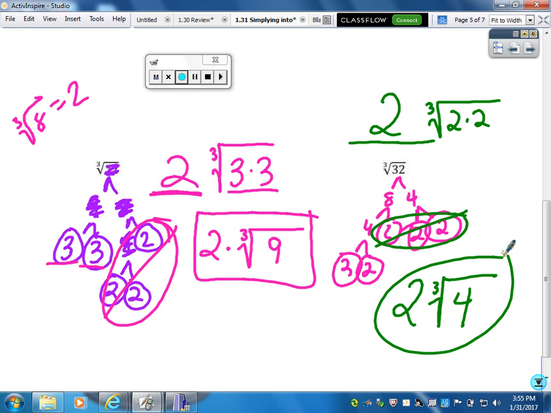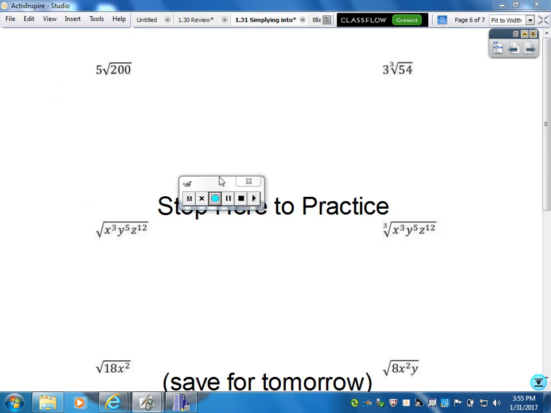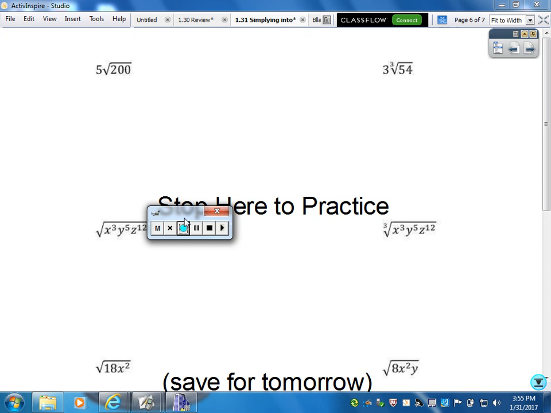Alright, next 2 examples are going to add some coefficients that are already sitting there. So these are almost the same right here, except look at these outside numbers already. So whatever we find as a pair here is going to be joined with that 5. It's already there. Same thing here. For this cube root, whatever we find to pull out of this cube root as a triple is going to be multiplied again with that 3. So let's start with the square root of 200.